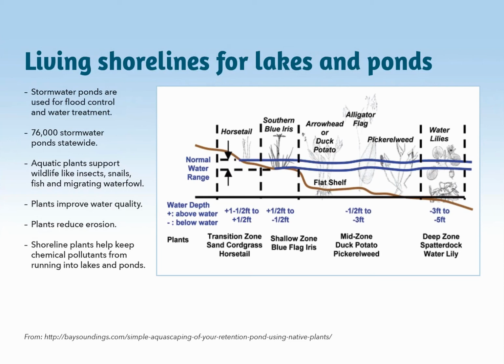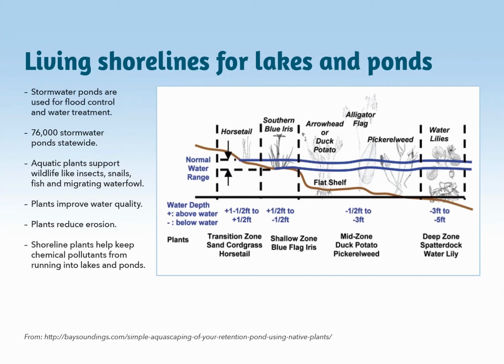And those aquatic plants are going to provide support for these freshwater organisms, the same kinds of things that we talked about with our mangroves and our salt marsh: insects, snails, fish, migrating waterfowl. They do that same functionality where they improve water quality by taking up nutrients. They reduce erosion on the edge, and they help keep some of the sediment from going down into the bottom of your pond and filling it up and making it mucky.